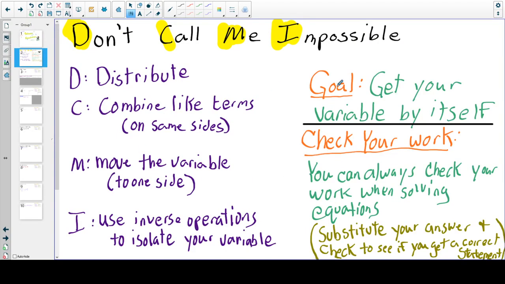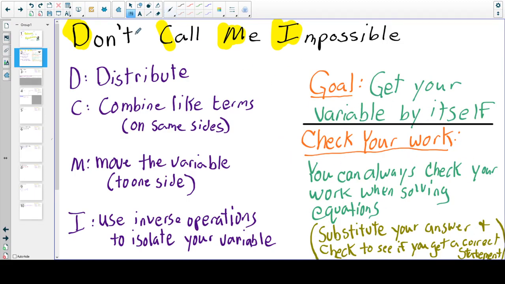A lot of information here. Anytime we're trying to solve equations, your goal is to get your variable by itself. And remember that you can always check your work. The way that you do that is you substitute your answer back in and check to see if you get a correct statement. I'm going to show you this when we start doing examples.